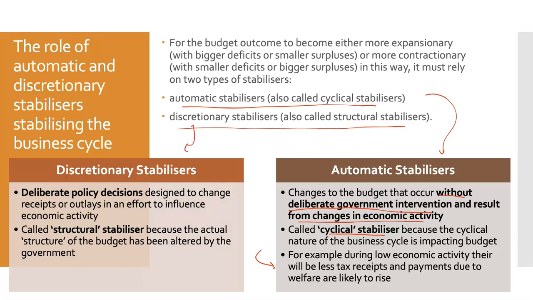Now, discretionary stabilizers are deliberate policy decisions by government designed to change our receipts or expenses or outlays in an effort to influence the activity. Hence, we call them structural stabilizers because the actual structure of the budget has been altered to stabilize the business cycle. So something has deliberately been done, for example, in a peak to create more of a surplus, or in a trough to create a deficit, so more spending or less receipts to start to drive economic activity.